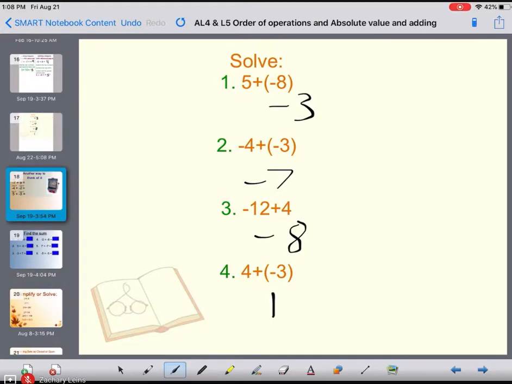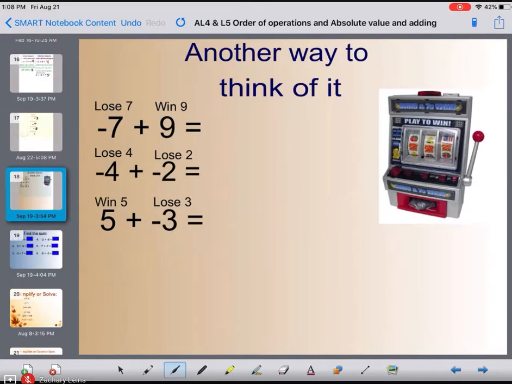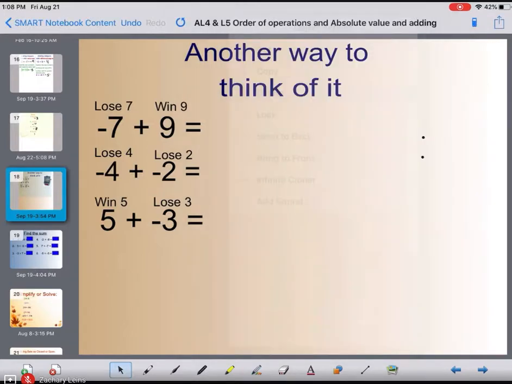All right, so now let's go ahead and look at this example here. So here, another way to think of it: maybe you're playing a board game, and let's say you win 9 but you lose 7. So you can think, if you were to move 9 spaces up, but then go 7 spaces back, you'd have a net gain of positive 2, because 9 minus 7 is 2. Keep the sign that has the bigger value, in this case 9, the bigger absolute value.